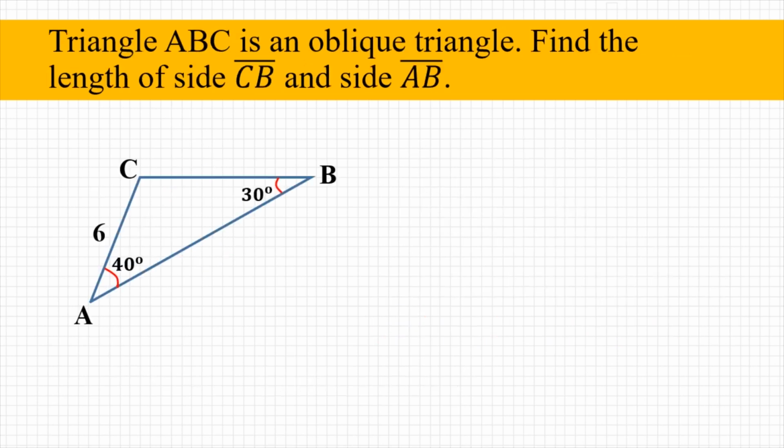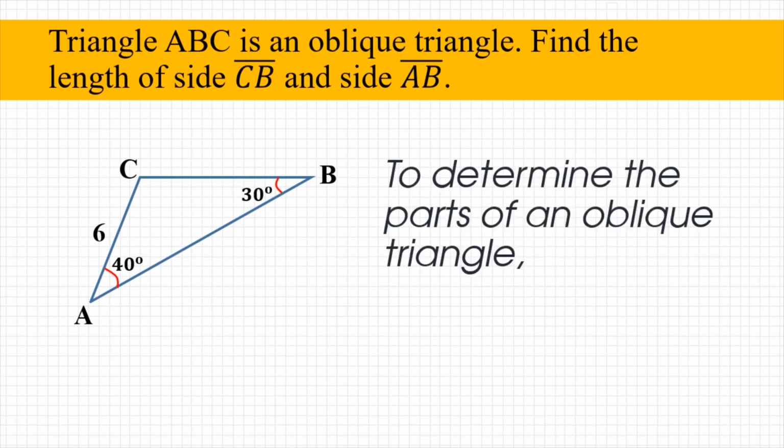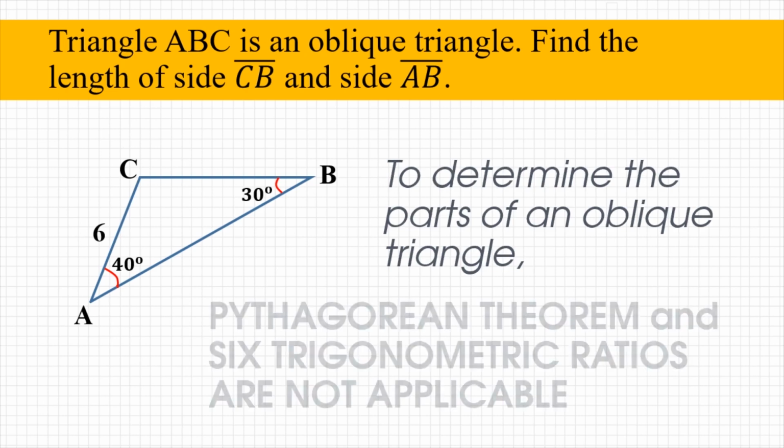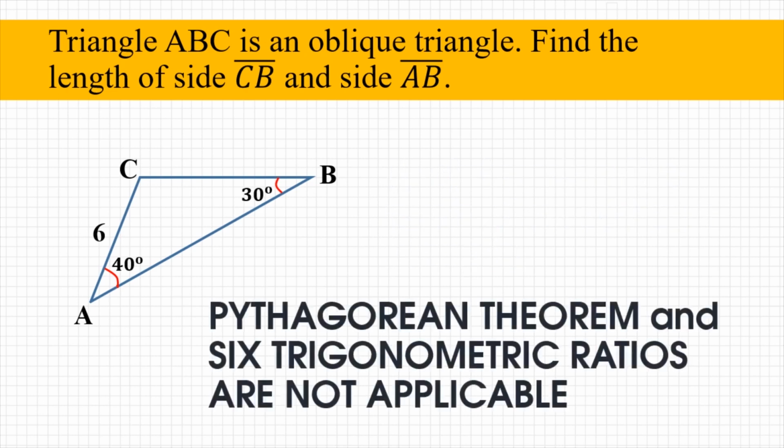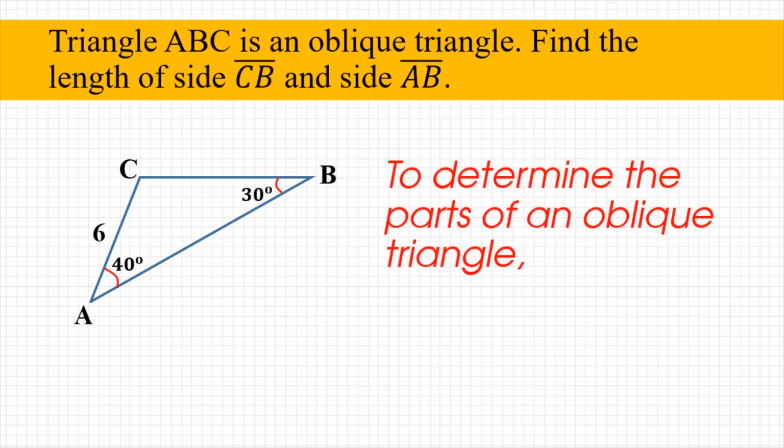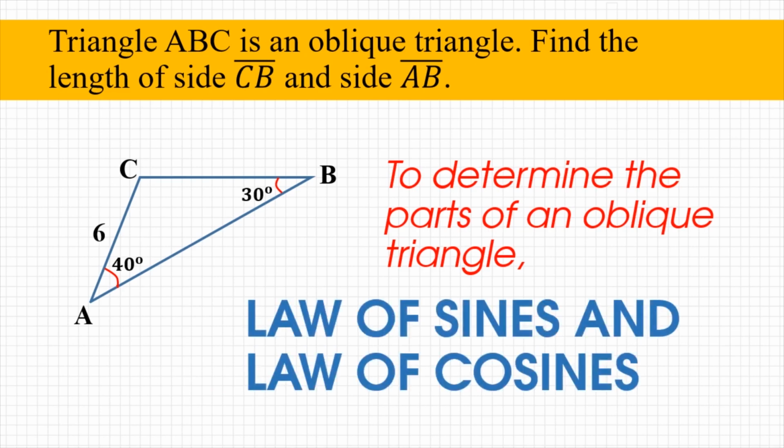Triangle ABC is an oblique triangle. Find the length of side CB and side AB. To determine the parts of an oblique triangle, the Pythagorean theorem and the 6 trigonometric ratios are not applicable, because they are only applicable when the triangle is a right triangle, but the given problem is an oblique triangle. So, for us to determine the parts of an oblique triangle, we will be using the law of sines and the law of cosines.